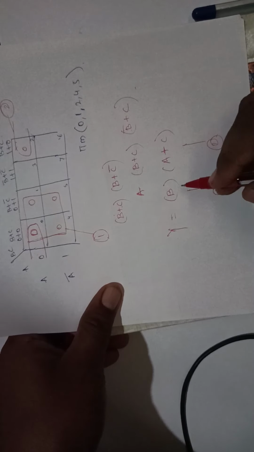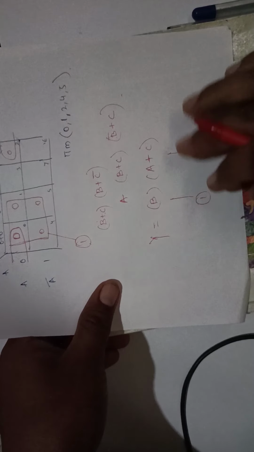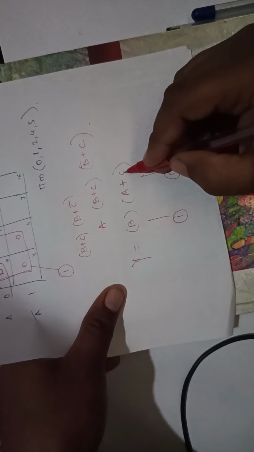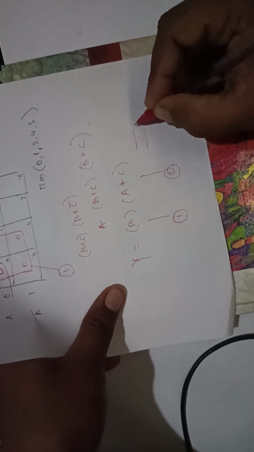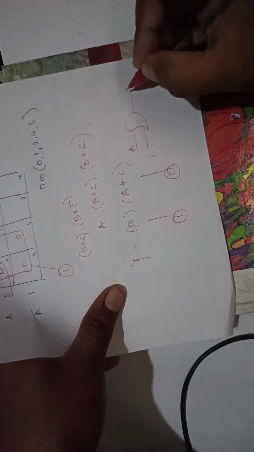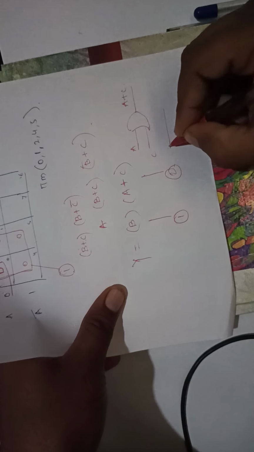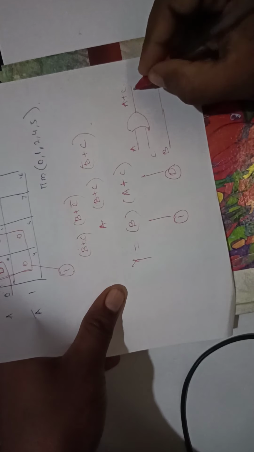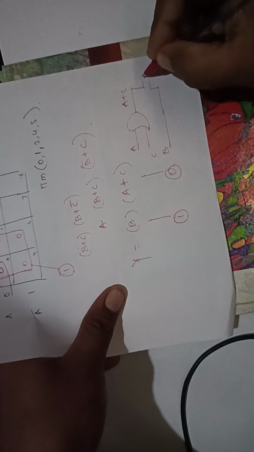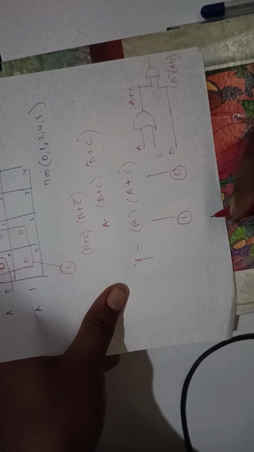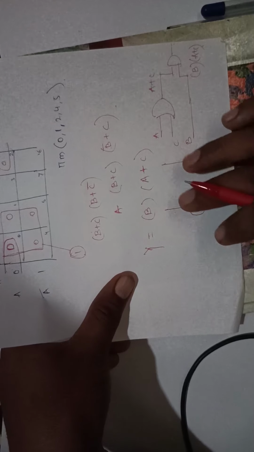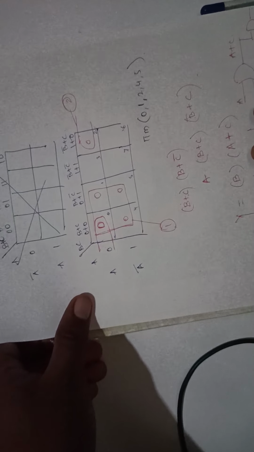Now you have to draw the logical diagram, a very easy logical diagram. A plus C, that is A and C through an OR gate. A and C give A plus C, and B is the input. B will be connected as an AND, that is B(A plus C). These are the steps.